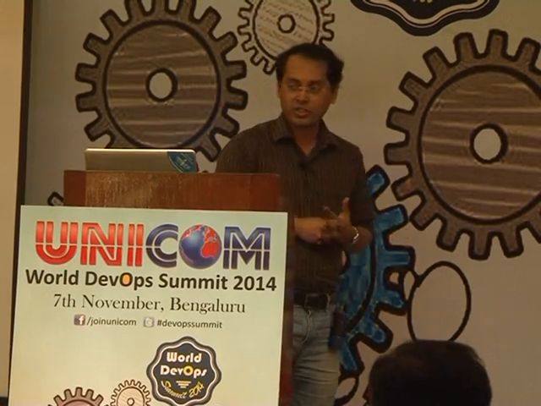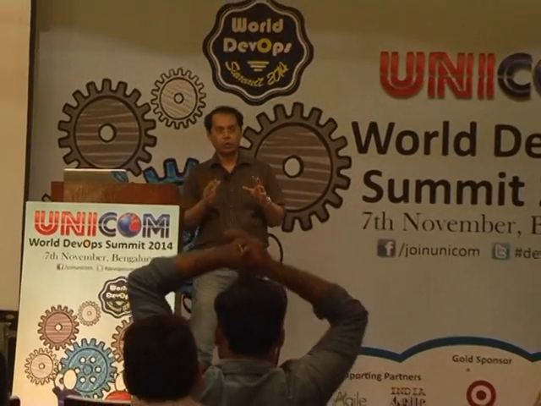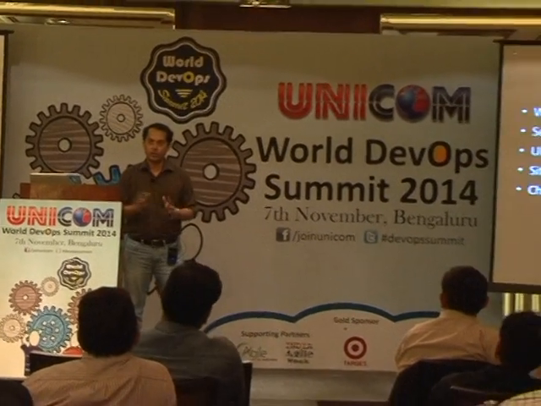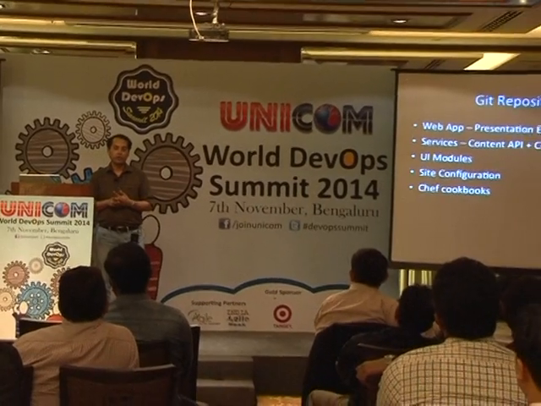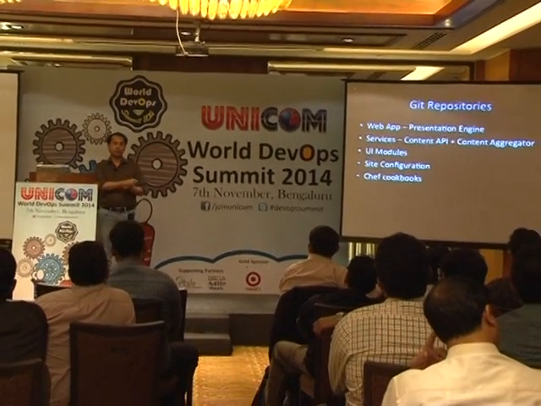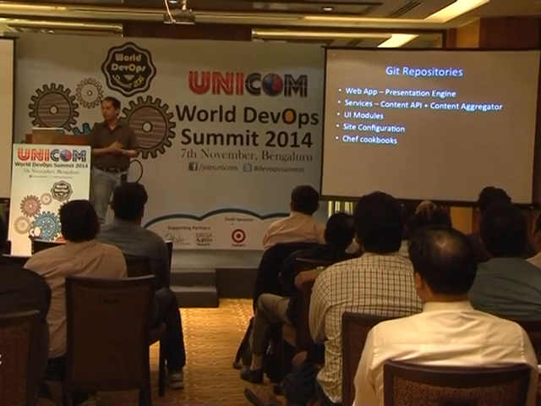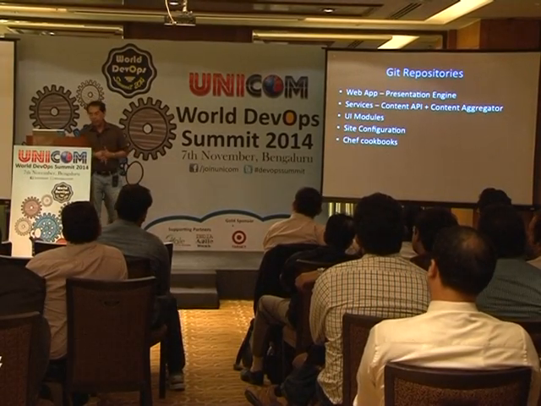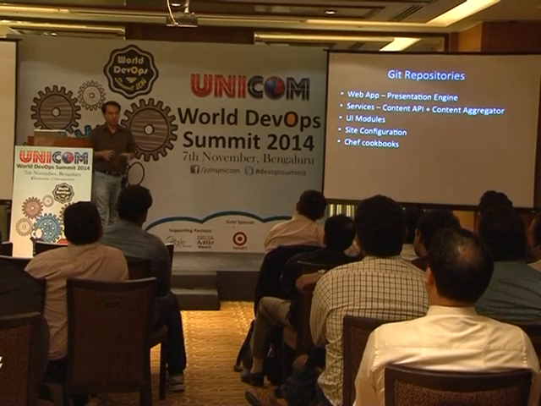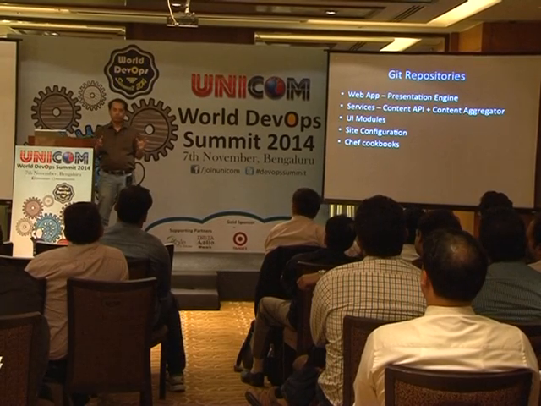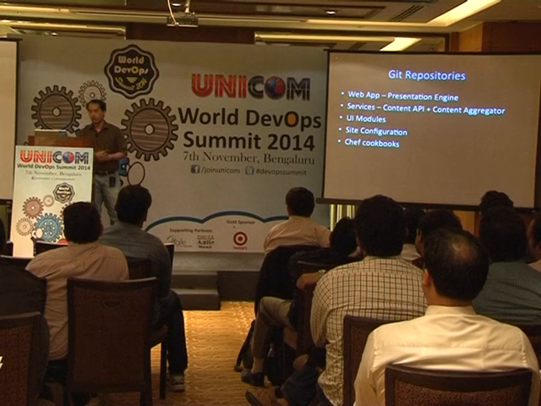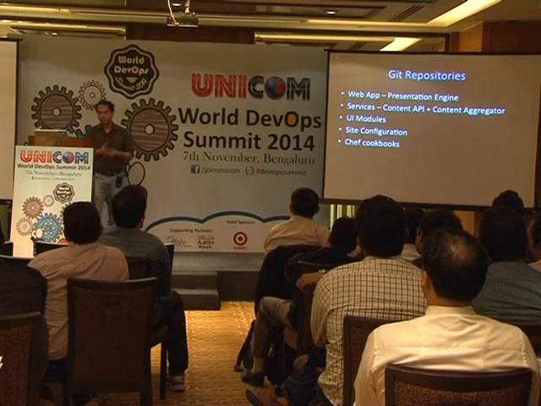So what does this translate into with respect to Git repositories? From the very beginning, we wanted to make sure we were supporting continuous delivery. We in fact had continuous delivery stories slotted into our backlog so that they could be prioritized by the business. So from the very beginning we decided to have separate repositories for each individual component. We had a separate repository for the web app, and a separate repository for the services, which are the content API and the content aggregator.